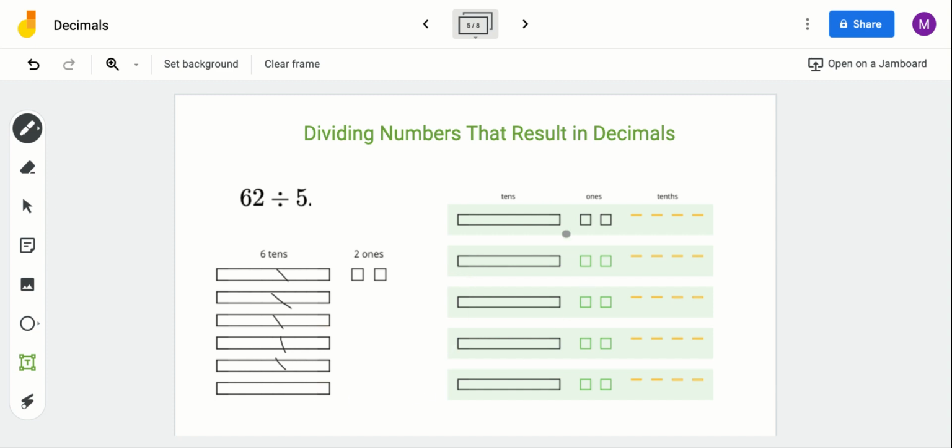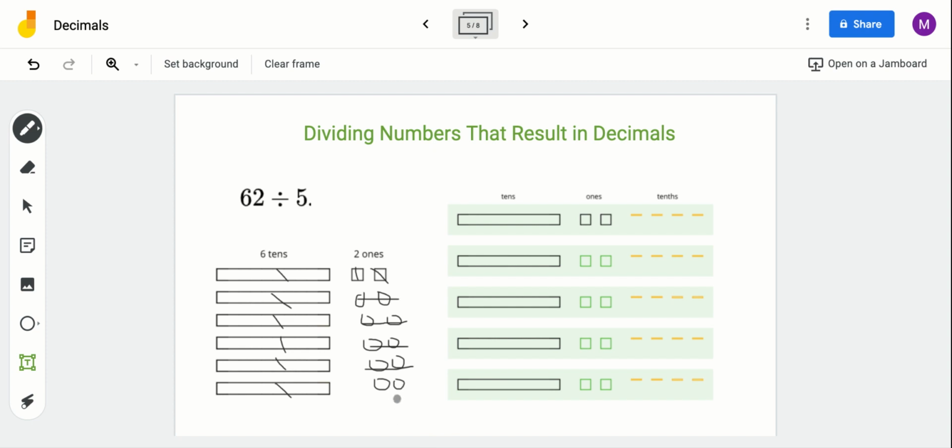But then this last 10 didn't fit across. We couldn't put it into 5 groups. So we unbundled it. This 10 became 10 more ones. And so these two ones ended up going over here, the next two ones over here, next two ones, next two ones, next two ones. And now we have 2 ones left.